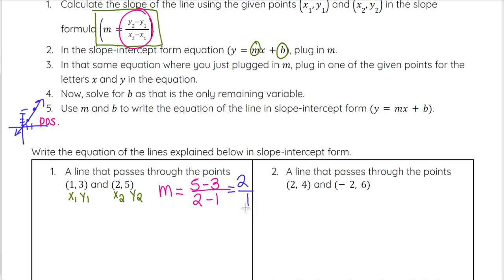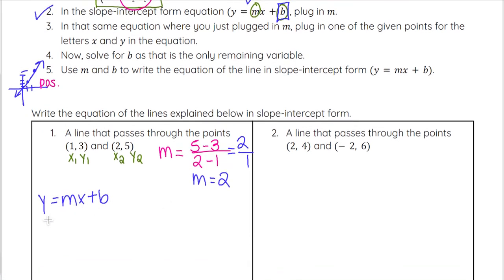2 divided by 1, remember we don't need to write over 1. That really is just the whole number 2. So the slope here is 2. So we know the slope. Now we just need to go ahead and find our b, our y-intercept. So we've done step 1 where we calculate the slope. And we can go ahead and plug that m into that equation. So we know y equals mx plus b.